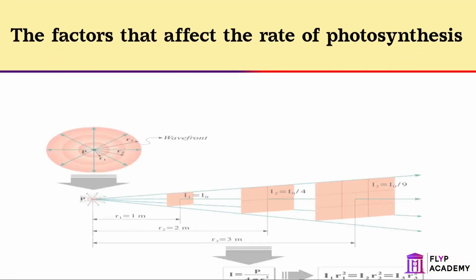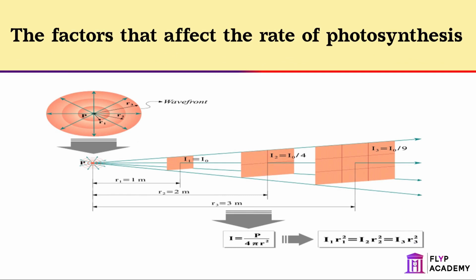The factors that affect the rate of photosynthesis are the light intensity, which means the amount of light incident on the leaves. If the light is coming from an artificial source, as the distance away increases, the light intensity decreases. The light intensity is inversely proportional to the distance squared. This is known as the inverse square law.